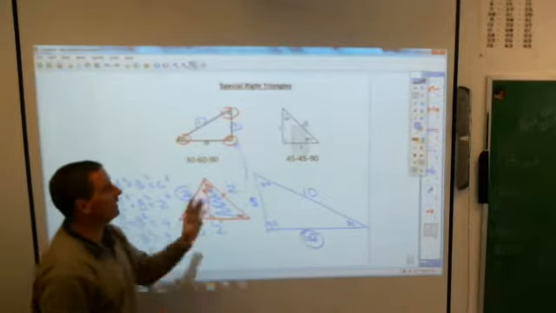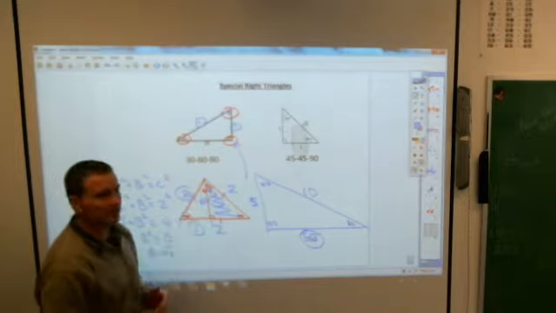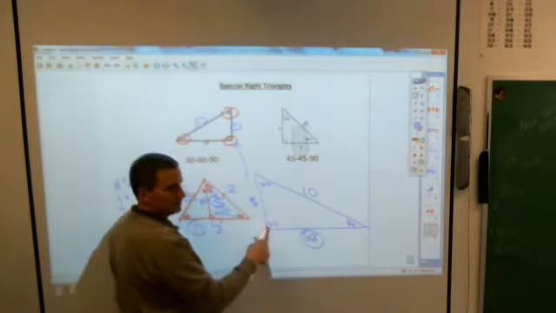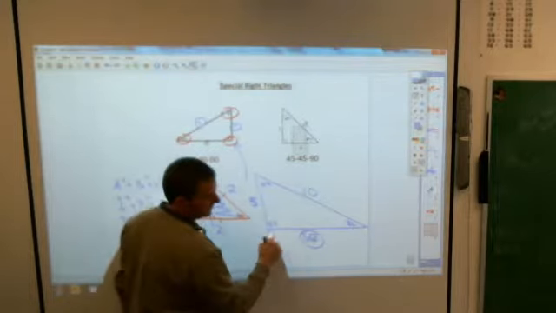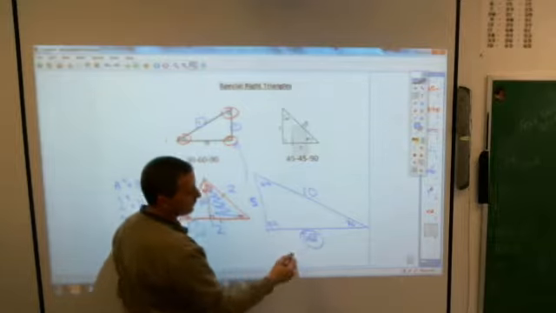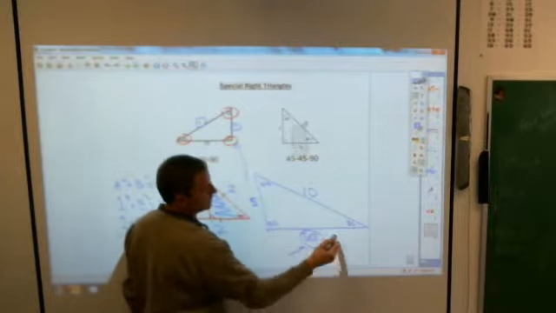So no matter what your 30, 60, 90 triangle is, you just need to know that the hypotenuse is twice the short side, and the long side is the square root of 3 times the short side. Now hopefully this is not just some weird, strange number to you.